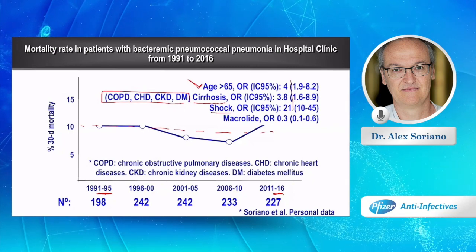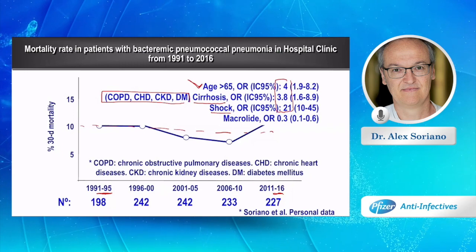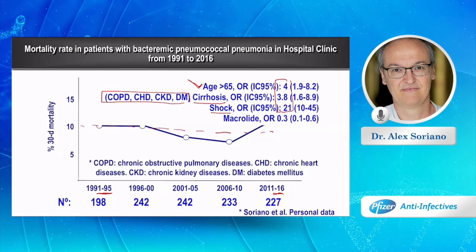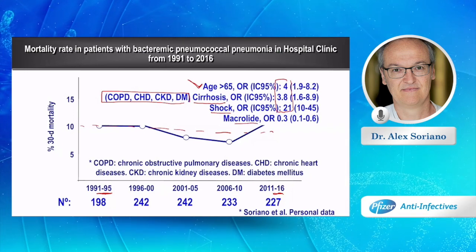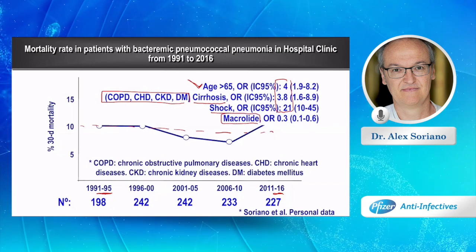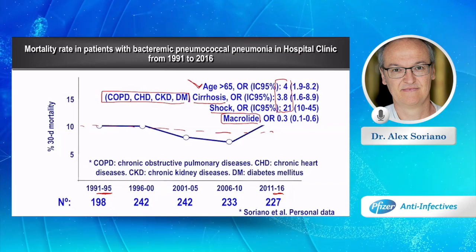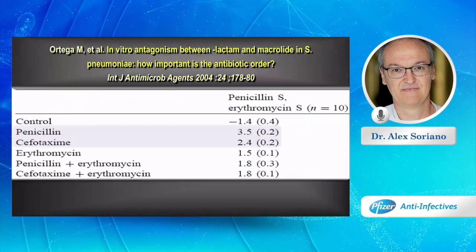And these are increasing the mortality significantly. But the only variable that was associated with a lower mortality rate was the association of a macrolide. Why are macrolides so effective in reducing mortality, at least according to our data?